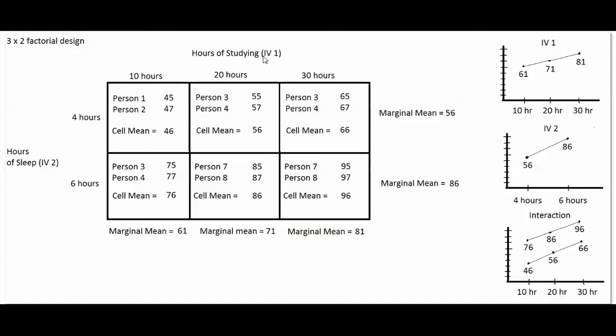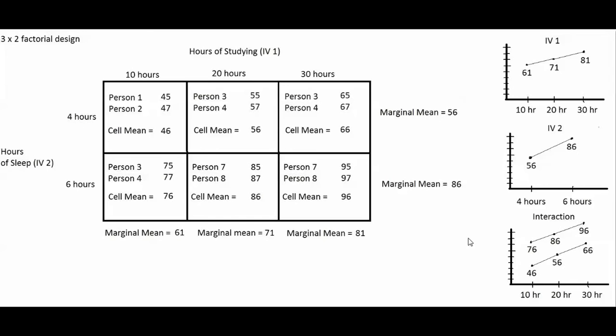The effect of hours of studying is the same in the 4-hour condition as it is in the 6-hour condition. In the 4-hour condition, it goes up 10 at a time, and in the 6-hour condition, it also goes up 10 at a time. So the 2 lines are parallel. We can see that the effect of hours of studying doesn't depend on hours of sleep. So since the effect of IV1 doesn't depend on the level of IV2, there's no interaction.